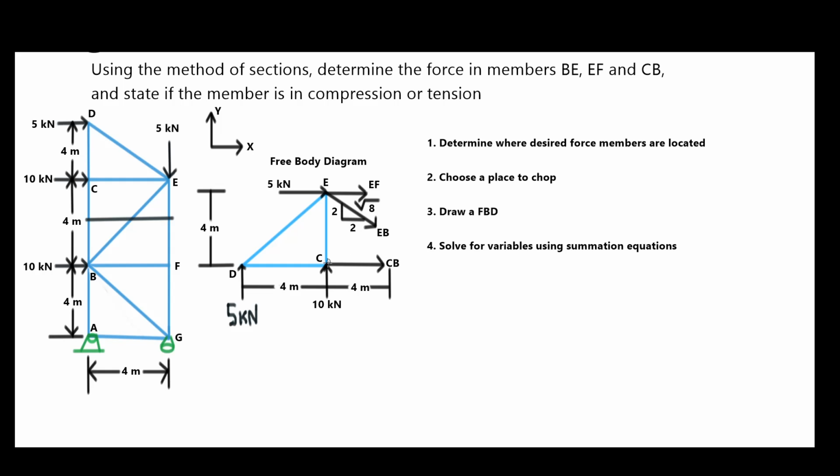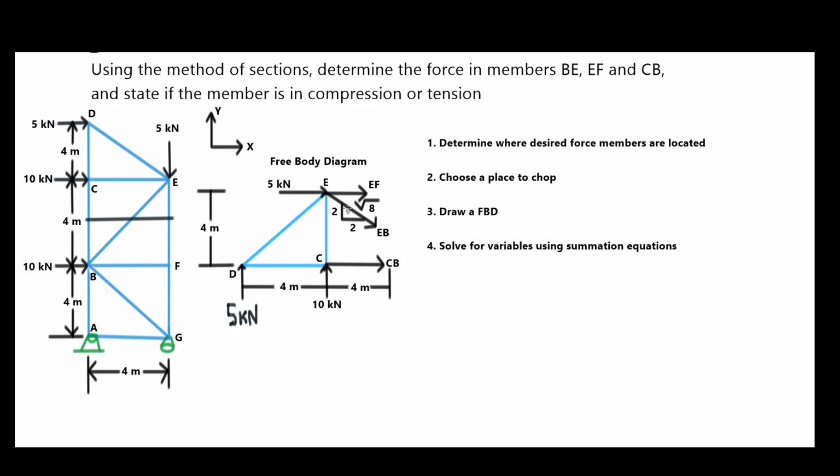Particularly CB, because if you do a moment around point E, that would then eliminate these 2 unknown variables. So after that, you'll most likely be able to solve for the Y direction because you only have one variable going in the Y direction, which is EB, unknown variable, and then you have a bunch of givens in the Y direction. So you should be able to solve for that.